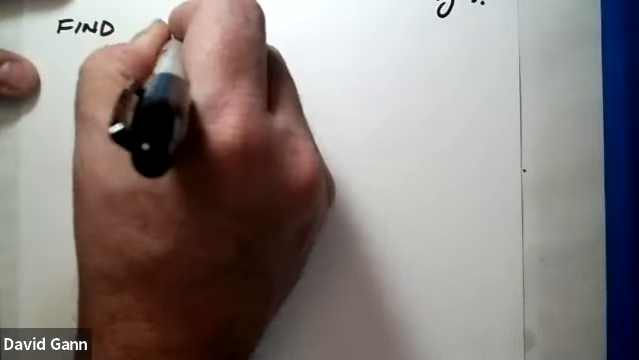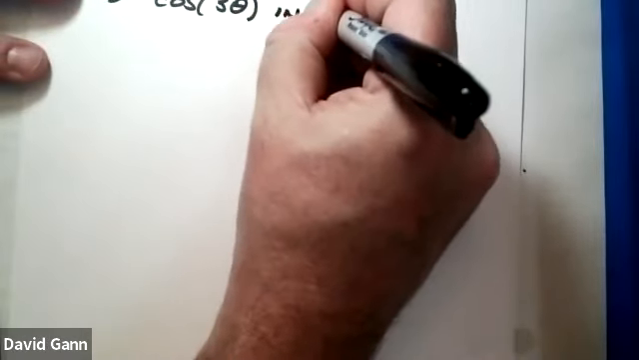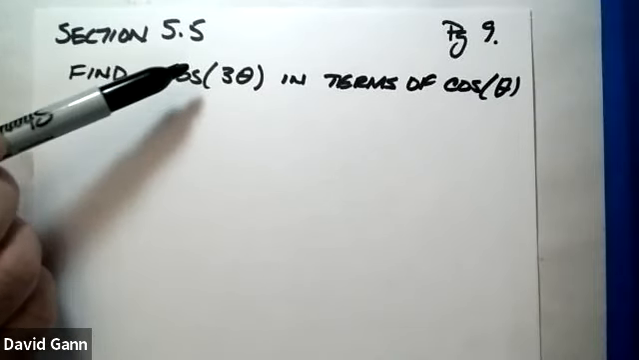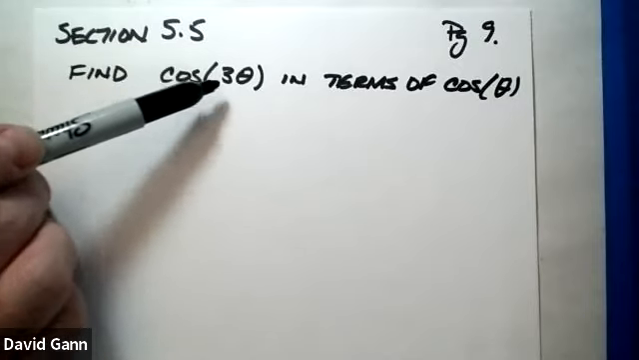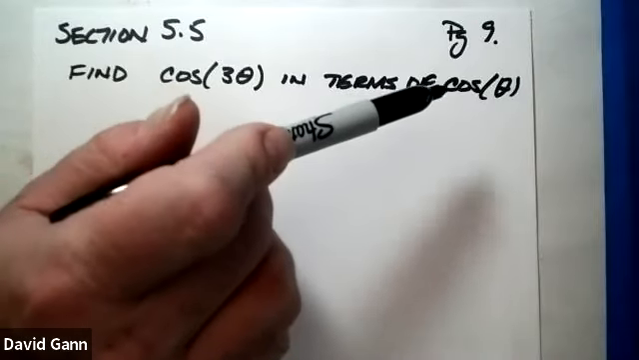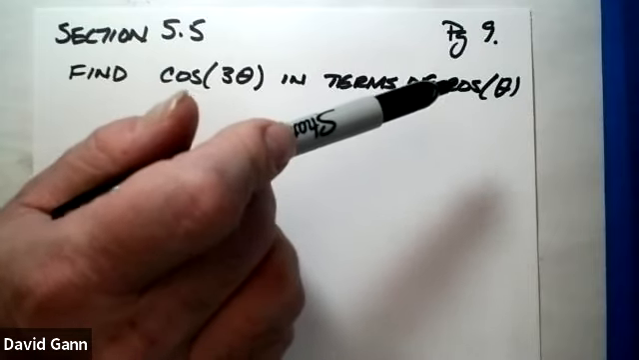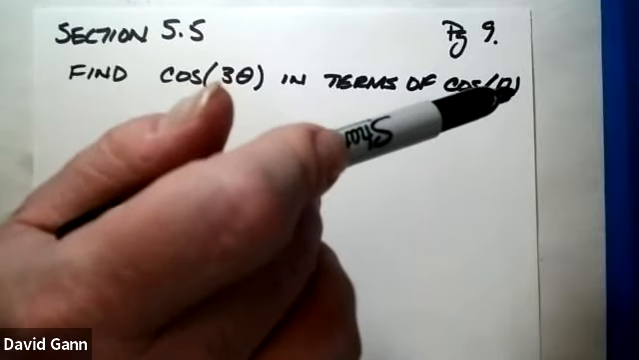So find cosine of 3 theta in terms of cosine of theta. So what does this mean? Remember when we said things in terms of other things? It means that at the very end of this process, we should have cosine of 3 theta equal to something that involves cosine of theta and maybe some coefficients or constants, but no other trig functions. That's the goal of writing cosine of 3 theta in terms of cosine of theta.